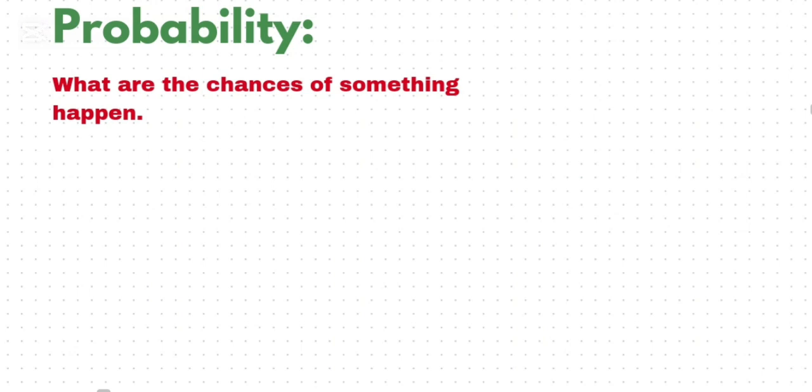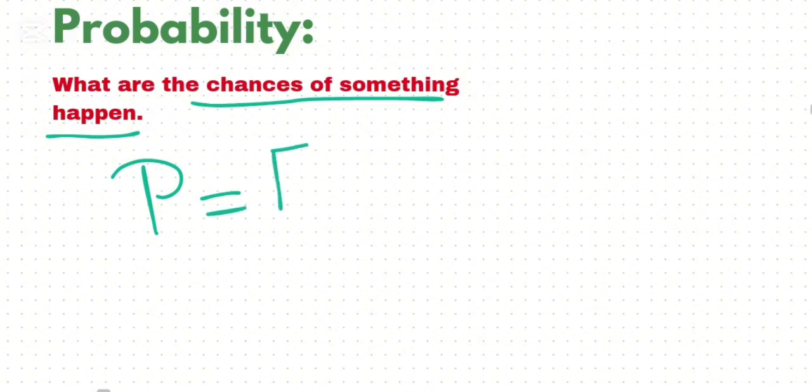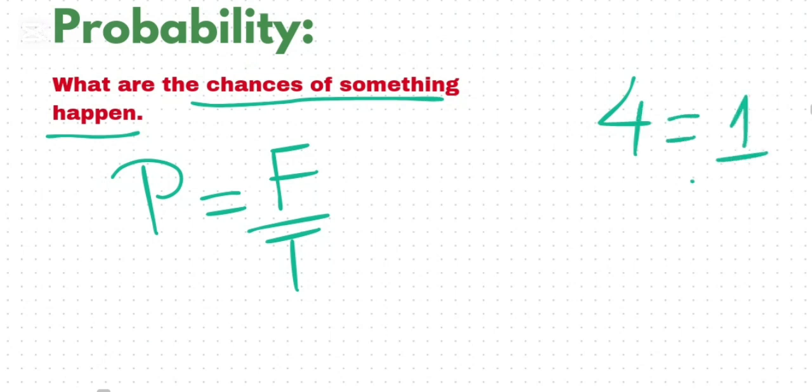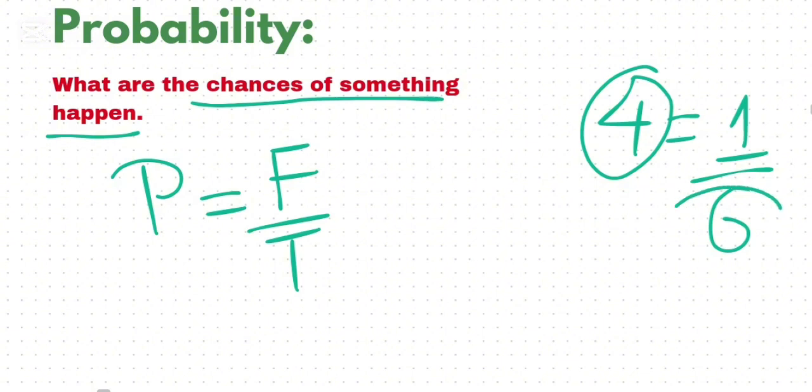Probability is simply the measure of how likely an event is to happen. The formula is: probability of an event equals the number of favorable outcomes divided by the total number of possible outcomes. For example, if I roll a dice, the probability of rolling a 4 is 1 out of 6, because only one face of the dice shows a 4 and there are 6 total faces. Now let's level up.